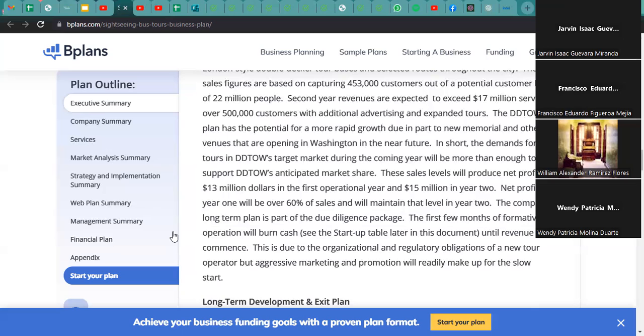These sales levels will produce net profits of $13 million in the first operational year and $15 million in year two. Net profits in year one will be over 60% of sales and will maintain that level in year two. The company's long-term plan is part of the due diligence package. The first few months of operation will burn cash, see the startup table later in this document, until revenue can commence. This is due to the organizational and regulatory obligations of a new tour operator, but the aggressive marketing and promotion will make up for the slow start.